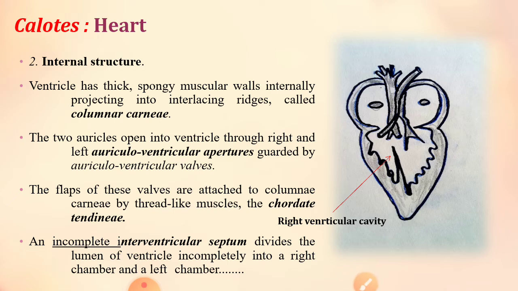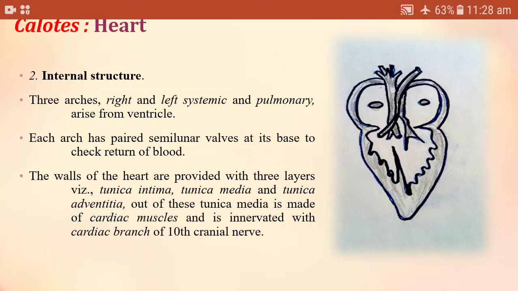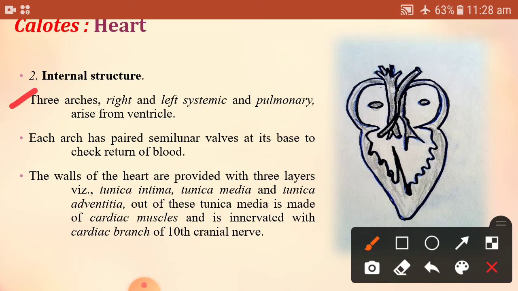So this is the right ventricular cavity, then the left ventricular cavity, separated by an interventricular septum, which is incomplete. Then there are three arches, which are blood vessels having connection with the ventricle: the right and left systemic arches and a single pulmonary arch. So the right and left systemic arches and a single pulmonary arch arise from the ventricle.